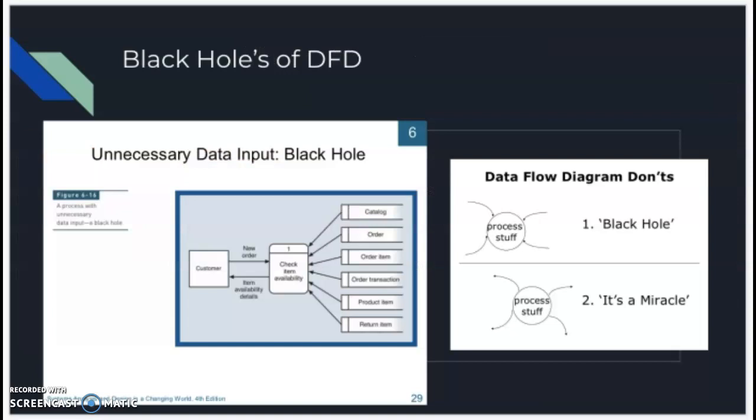A black hole is when a process has input but produces no output. The arrow points to the middle with nowhere to go, such as in this picture. Both on the left and the right side just point to the middle, but it doesn't really lead anywhere. It just goes in, like a black hole.